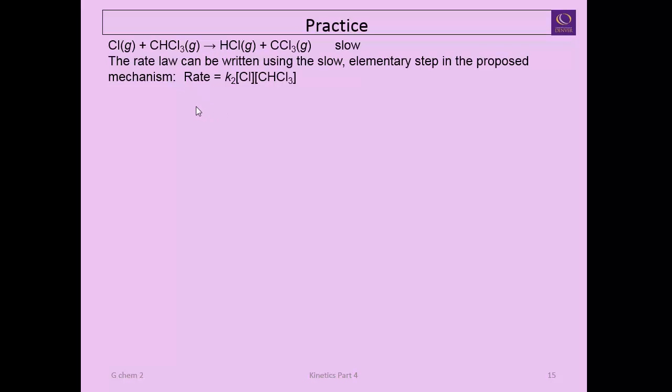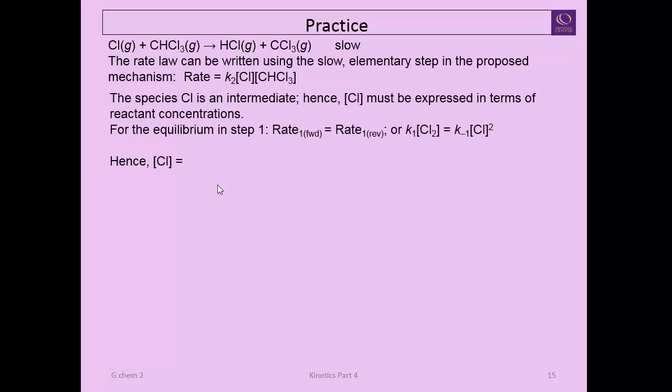So if we were to write the slow step overall, we would say k2 times chlorine atom times this trichloromethane. So we need to get rid of this somehow. The species is an intermediate, so it needs to be expressed in terms of reactant concentration. And remember the trick. If you go to that first step, k1 times chlorine molecule can be re-expressed by taking the chlorine atoms. There are two of those that can come together and go back to the chlorine molecule.